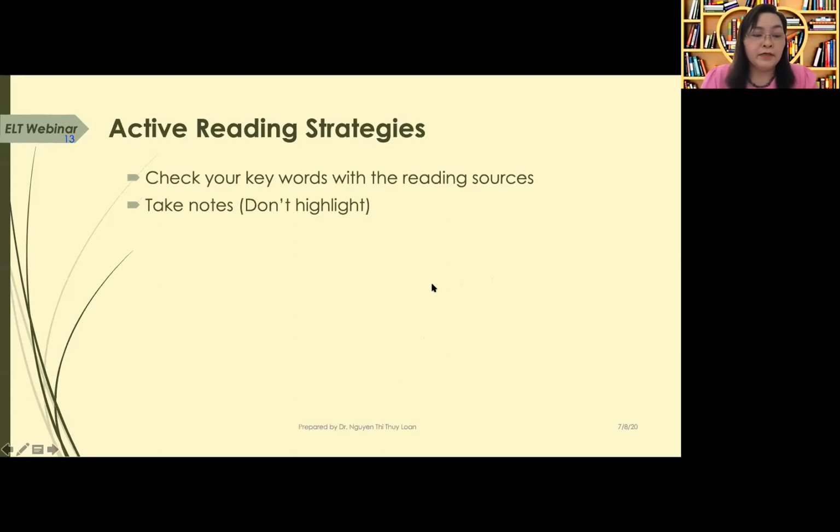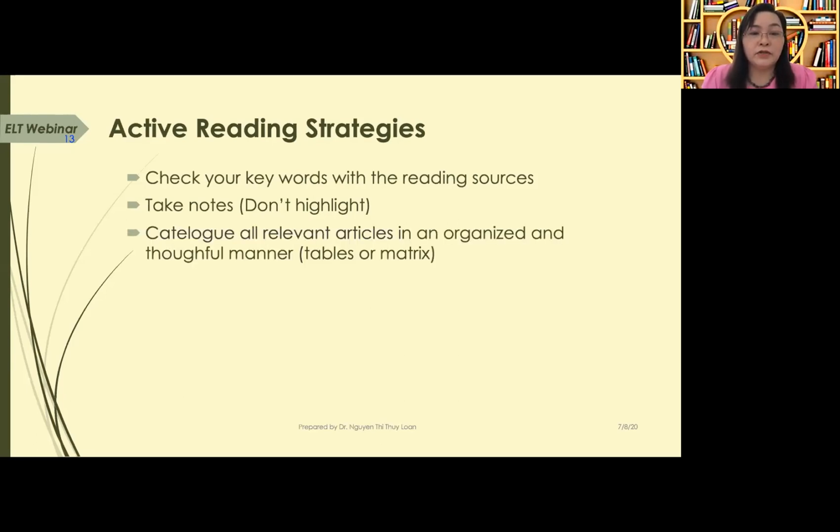Okay, and when you read, don't highlight. Take notes on what you think is important or related to your study. Because when you highlight, you will forget what it was for. When you do the writing, you may look back at the paper you have read, and at that time you ask yourself, why did I highlight it? What is it for? It's a waste of your time. So write down things that you think are important and related to your study.